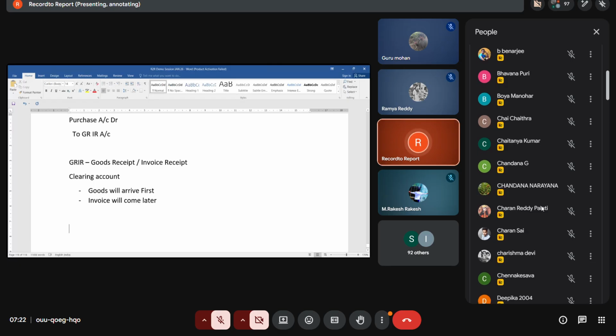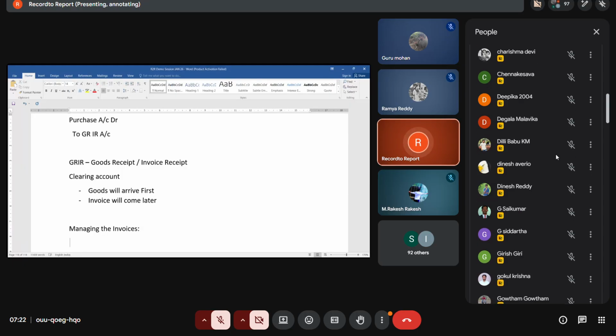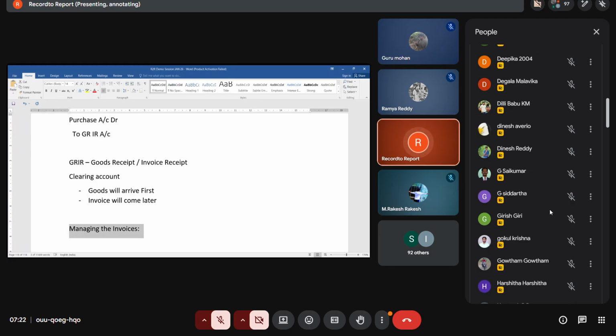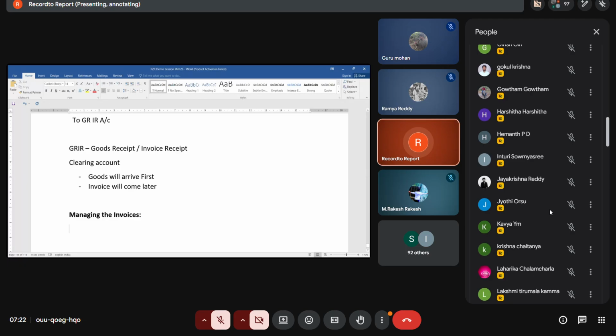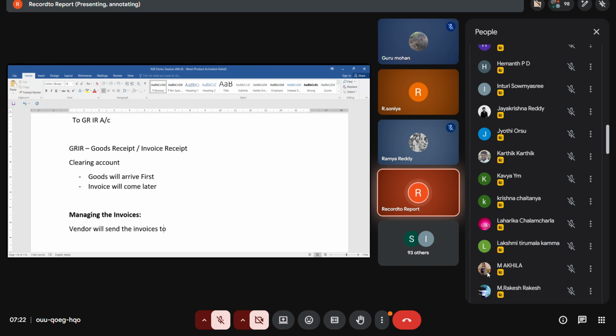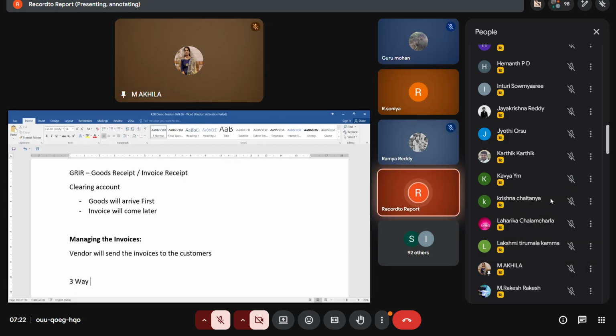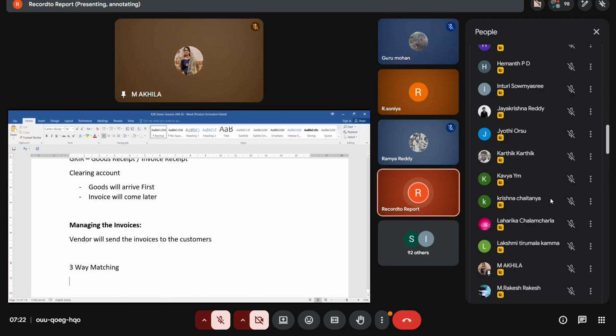Okay. So the next is managing the invoices. Once the goods have arrived at your company location, the vendor will send the invoices to the customer, that is our company. So before booking the invoices, companies will perform one important activity, that is three-way match. Three-way matching. So what is meant by three-way matching?